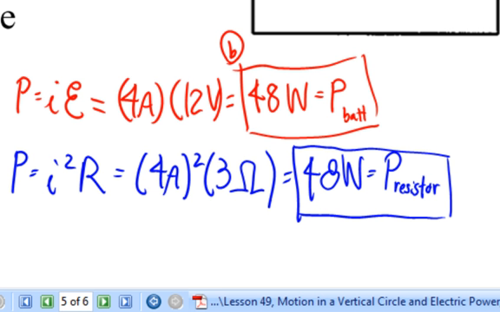Now I'm assuming I have ideal connecting wires, and so there's no energy lost to heat in the connecting wires, which is a pretty good approximation. And for the most part, that's going to be how things are on the AP exam.